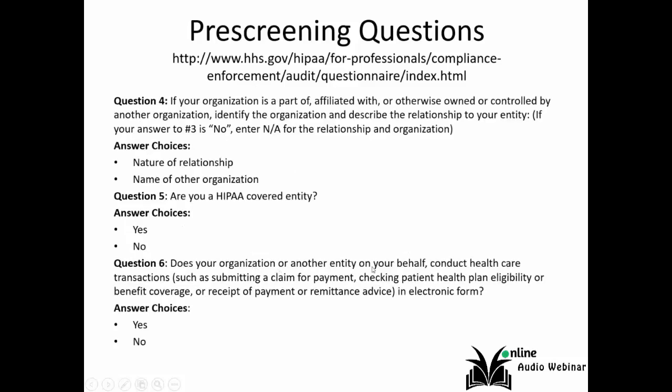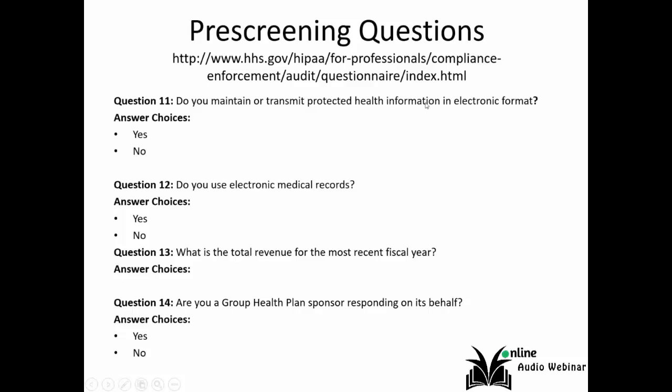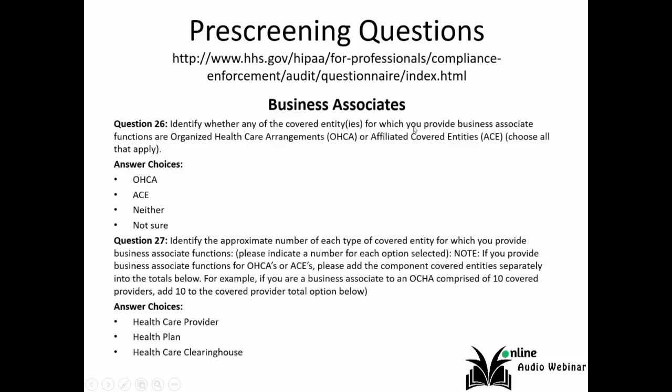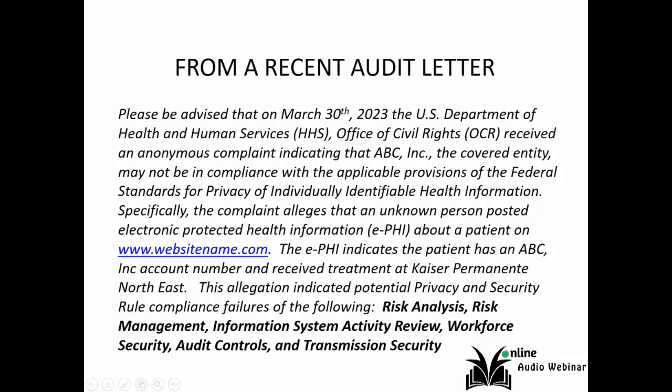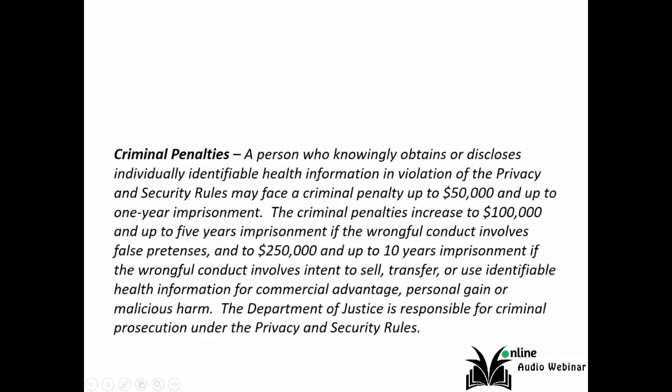Does your organization or another entity on your behalf conduct healthcare transactions like submitting claims electronically? Do you maintain or transmit PHI in electronic form? Identify whether any of the covered entities for which you provide business associate functions are OHCAs or ACEs. This is a real audit letter. Criminal penalties: a person who knowingly obtains or discloses individually identifiable health information in violation of the privacy and security rules may face a criminal penalty of up to $50,000 and up to 1 year in prison.